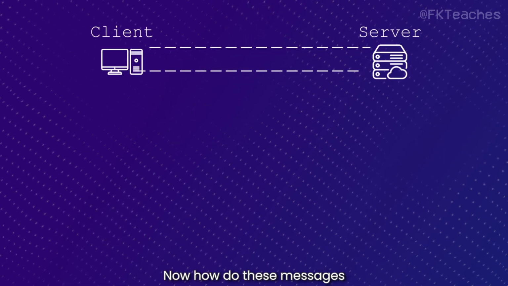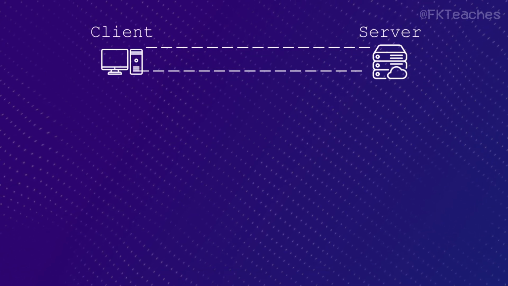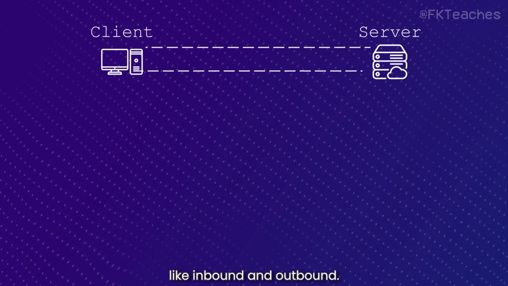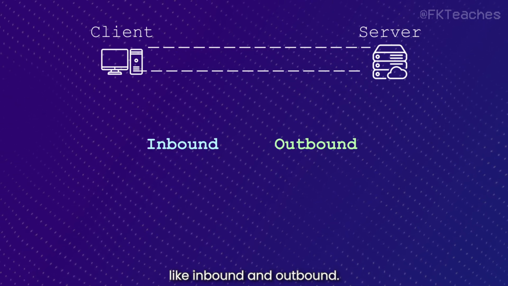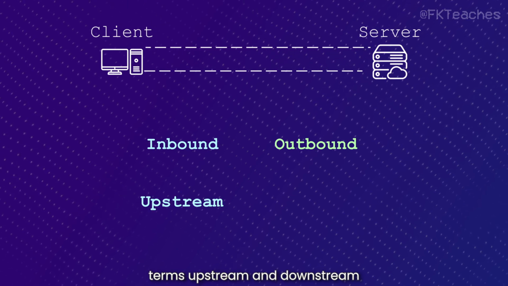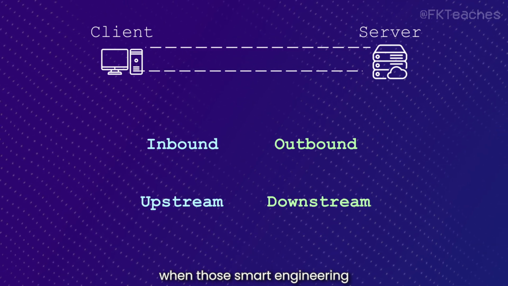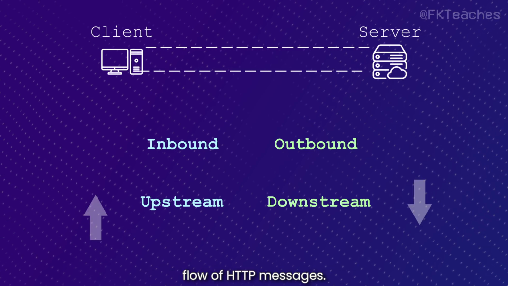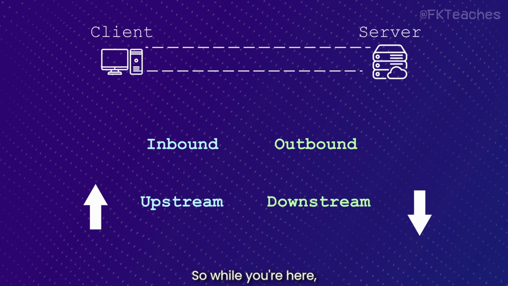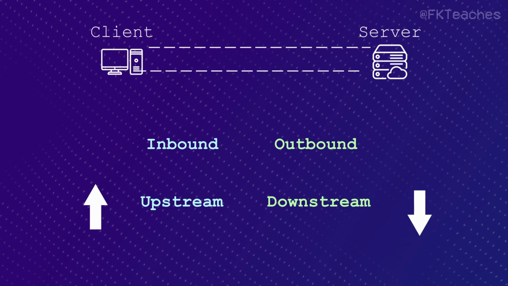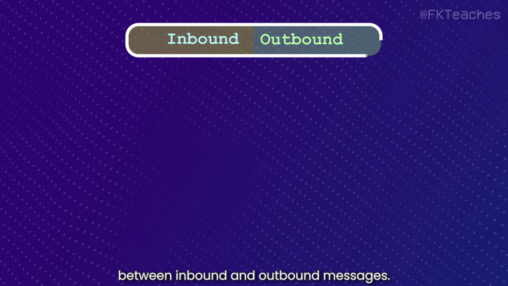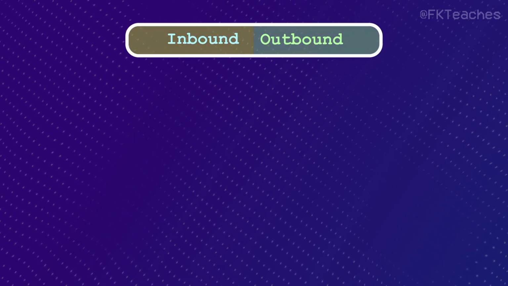Now, how do these messages flow from one end to another? I am sure some of you watching this video may have heard of terms like inbound and outbound. Or some of you may have heard of the terms upstream and downstream, when those smart engineering folks are referring to the direction of flow of HTTP messages. So, while you're here, let's clear that up. First, let's define and differentiate between inbound and outbound messages.